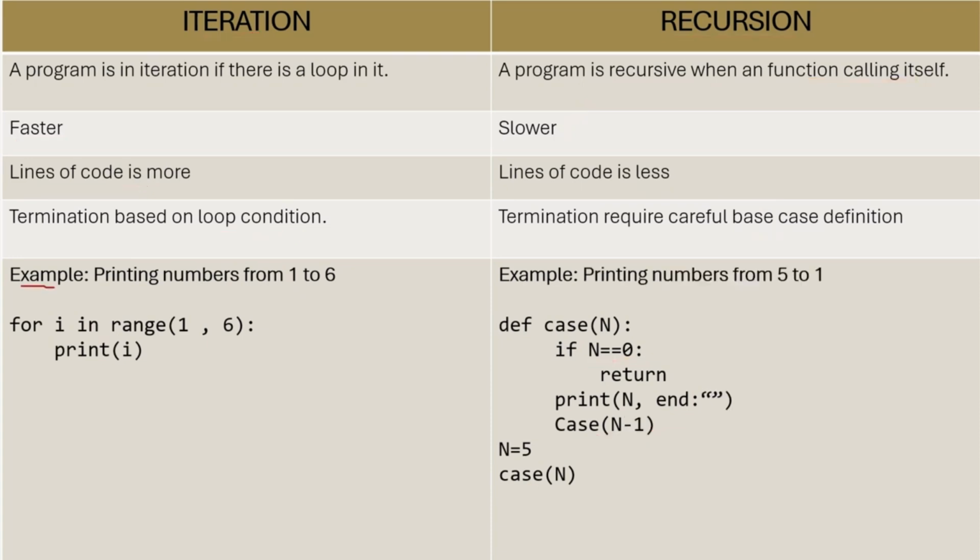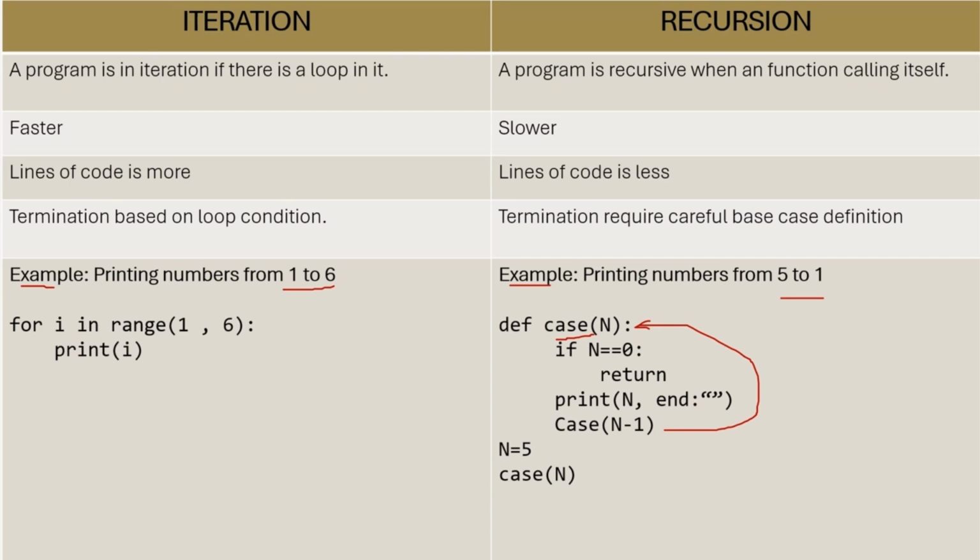This is an example for iteration, where we use a for loop which runs from 1 to 6, printing each number. This is an example for recursion, where this function calls itself, decrementing from 5 to 1. In this, the function calls itself, decreasing n with each call until it reaches 0, and then terminates the function.